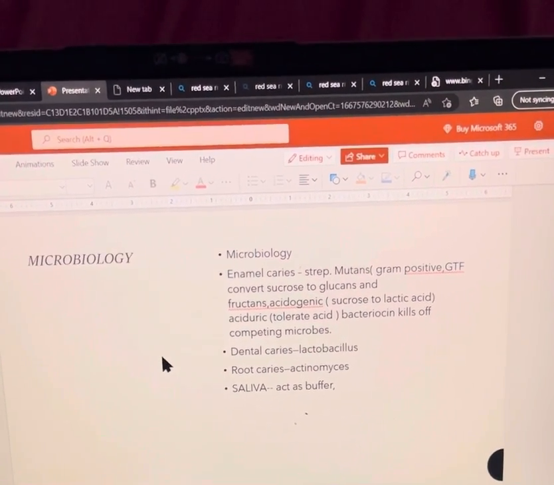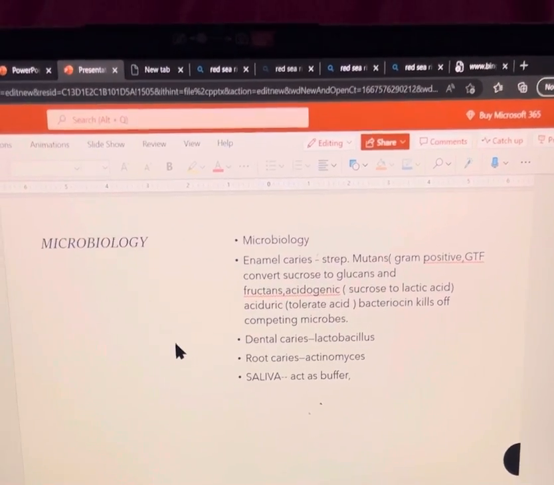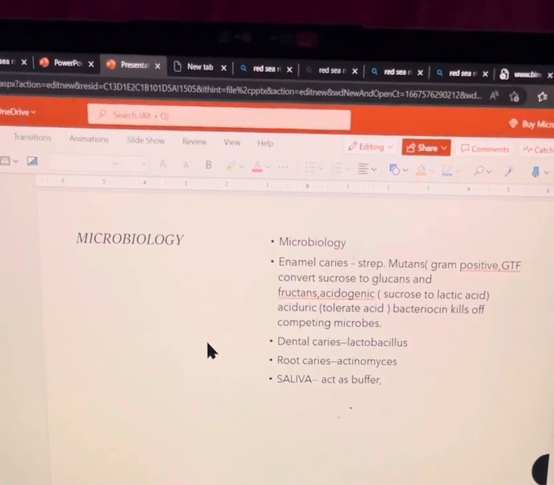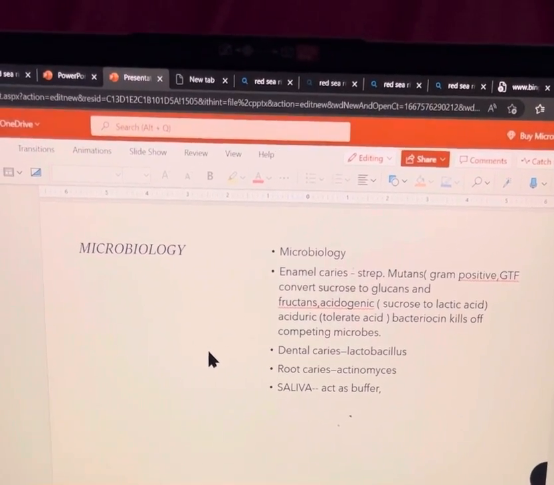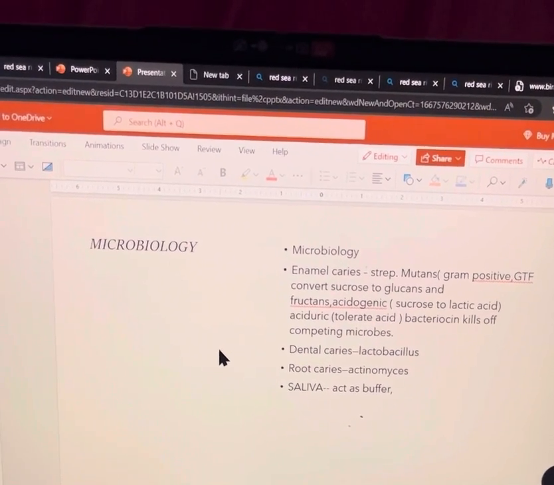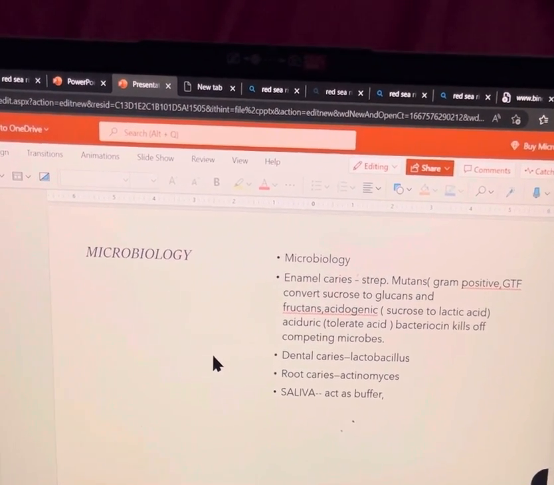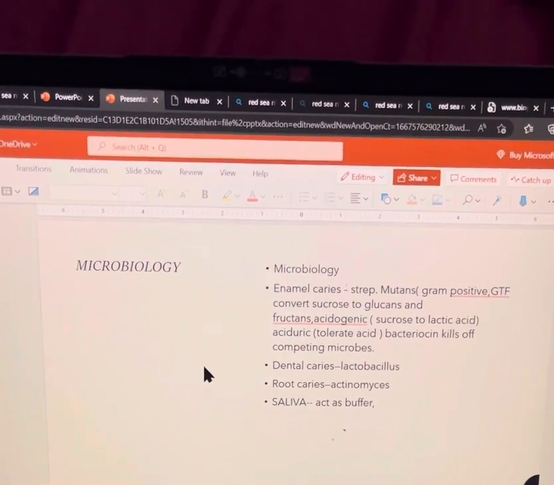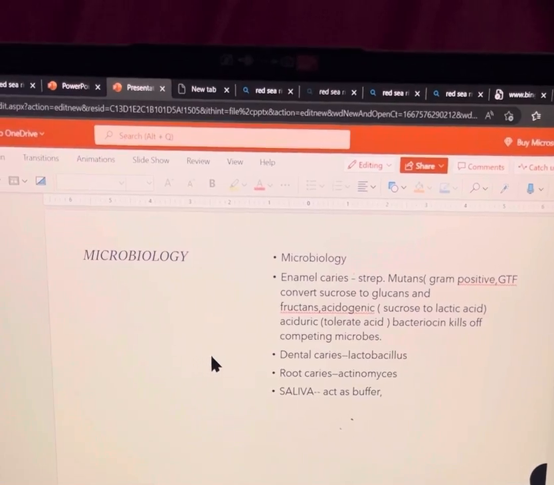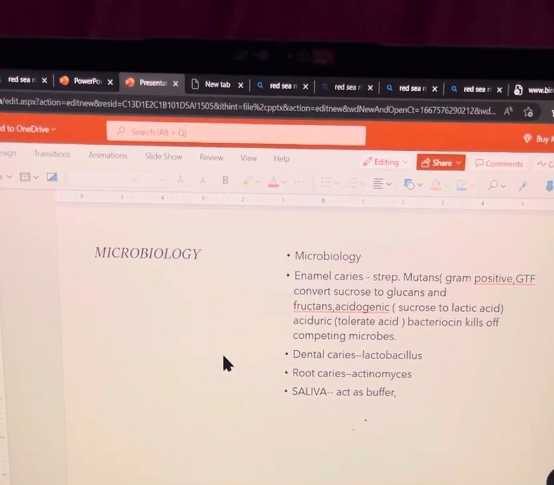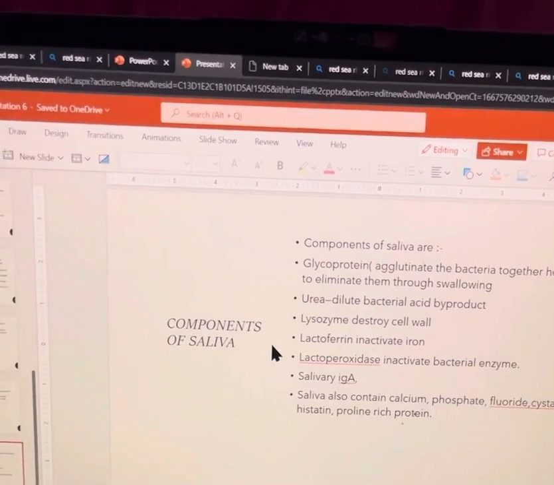It is acidogenic, meaning it will convert sucrose to lactic acid. It is aciduric, it can tolerate acid. It produces bacteriocin, which kills off other microbes. So these are all the properties of Mr. Streptococcus mutans. Next, dentinal caries: the organism responsible is lactobacillus. For root caries, it is actinomyces.